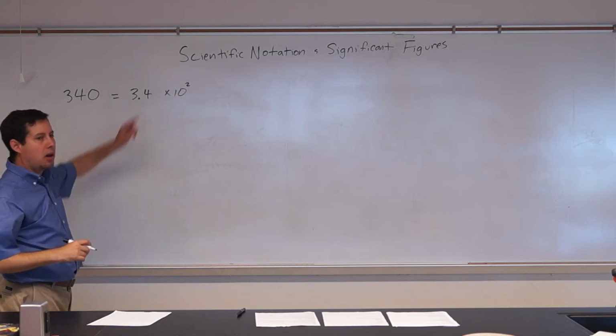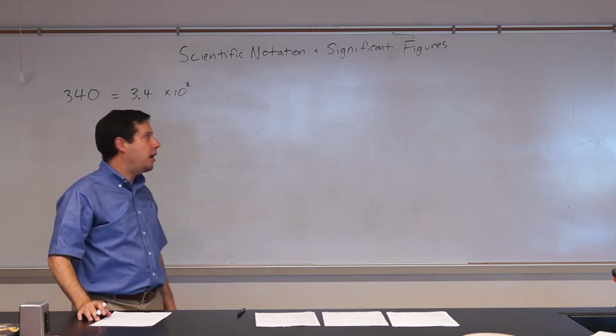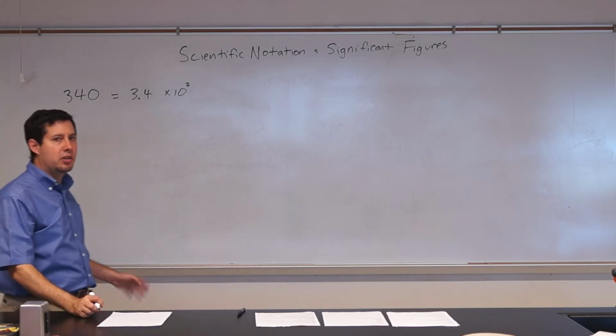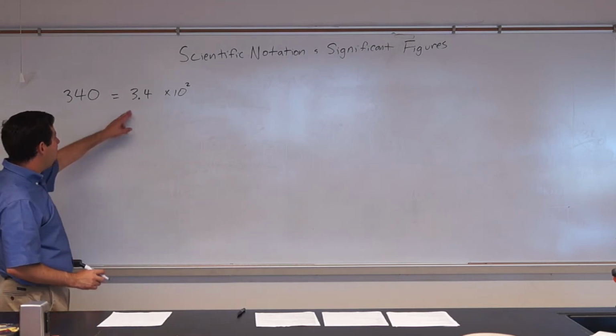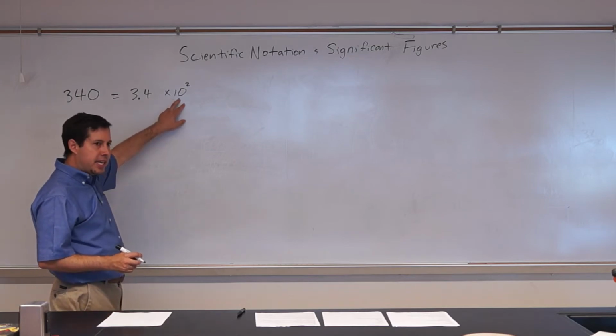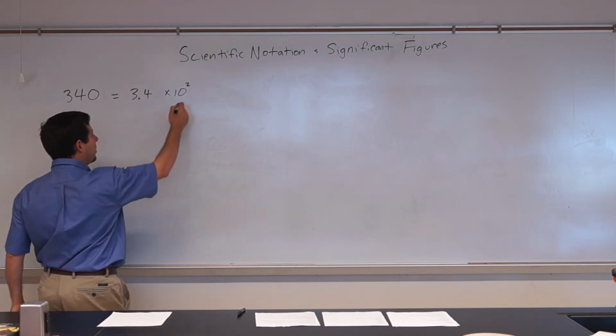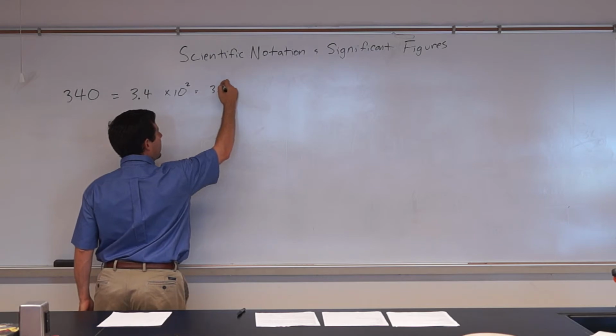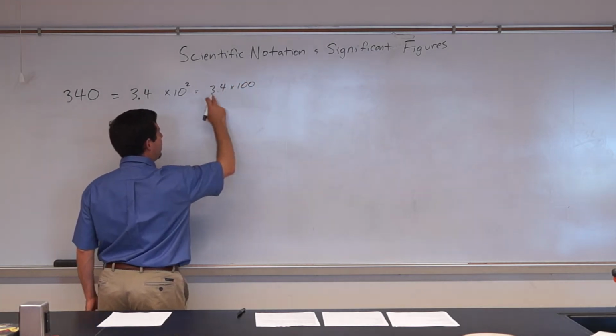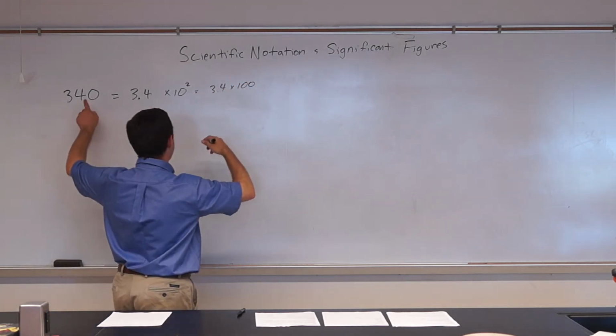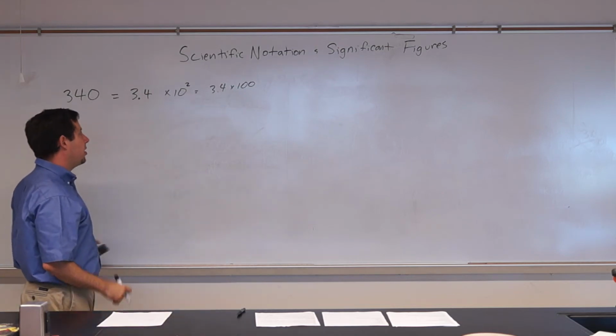Now I didn't put that 0 in there because of significant figures, which we're going to talk about a little bit later. But 3.4 times 10 to the second is the same as 3.4 times 100. And if you multiply 3.4 times 100, you end up getting 340.